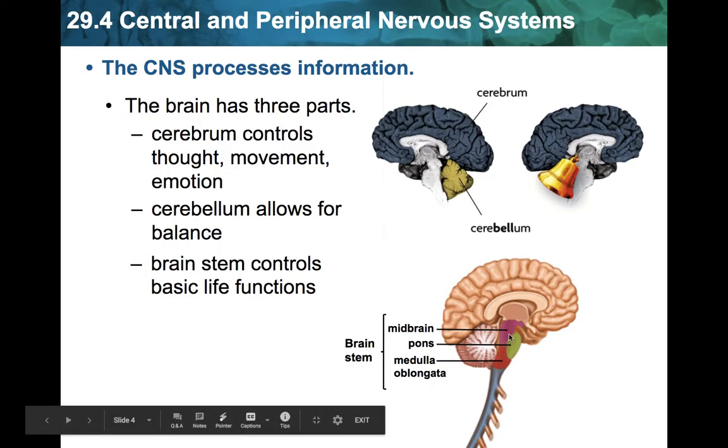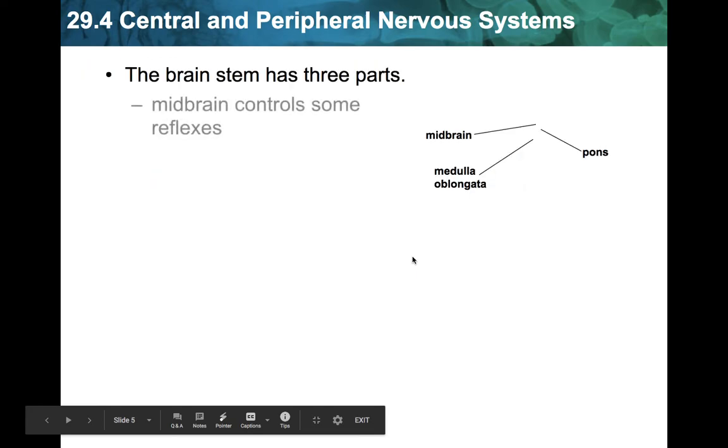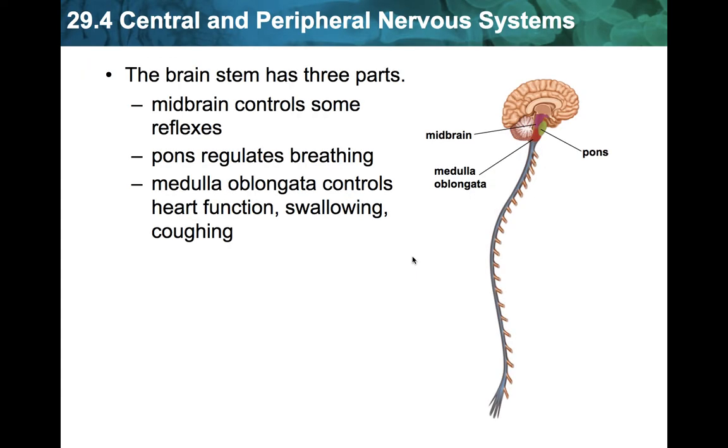And you've got the different parts of the brain stem, like the medulla oblongata, pons, and midbrain. So that's all these parts here. All right, here it's going into a little more detail. Midbrain controls some reflexes. Pons regulates breathing. Medulla oblongata controls heart function, swallowing, and coughing.